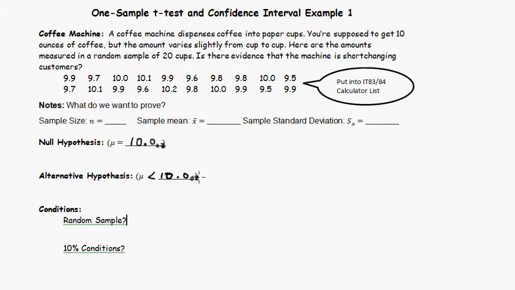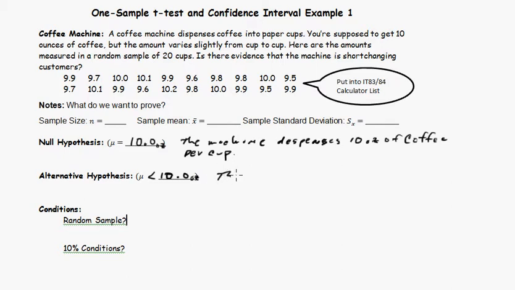OZ. Okay, so we would say the machine dispenses, let's say, 10 ounces of coffee per cup. That's what we're going to assume. We're going to assume this is true and see if it leads to a contradiction.